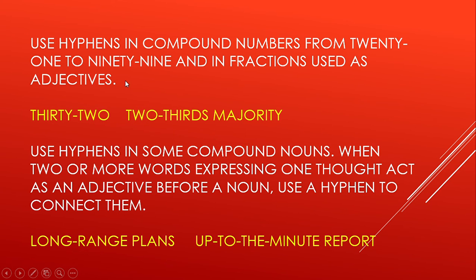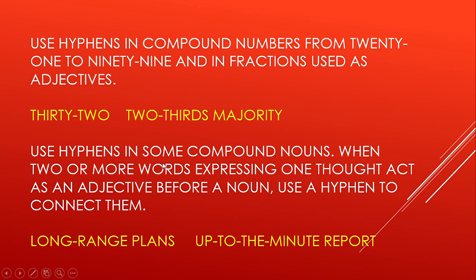We can also use hyphens in compound numbers from 21 to 99 and in fractions used as adjectives. So let's just look at the numbers first. So again, 21 to 99. So if you would say 22 or 32, okay? So think 21 to 99, that's when we use the hyphens. This is an example of a fraction used as an adjective. Two-thirds majority. You wouldn't write the number 2 and then the fraction number, you would write two-thirds. That shows that that is a fraction used as an adjective.